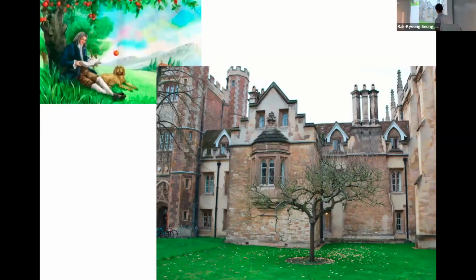Yeah. Right. So it's about F equals ma. I think you learned about that in freshman physics. And this is the apple tree at Cambridge University. Of course, this is not the real one here. This is for the tourists.